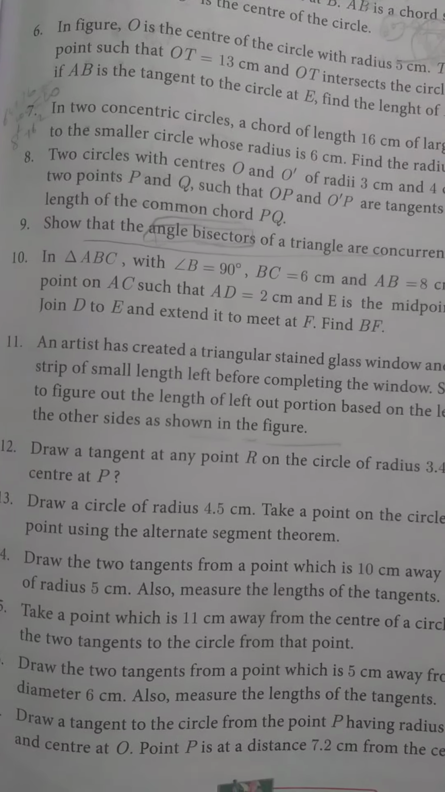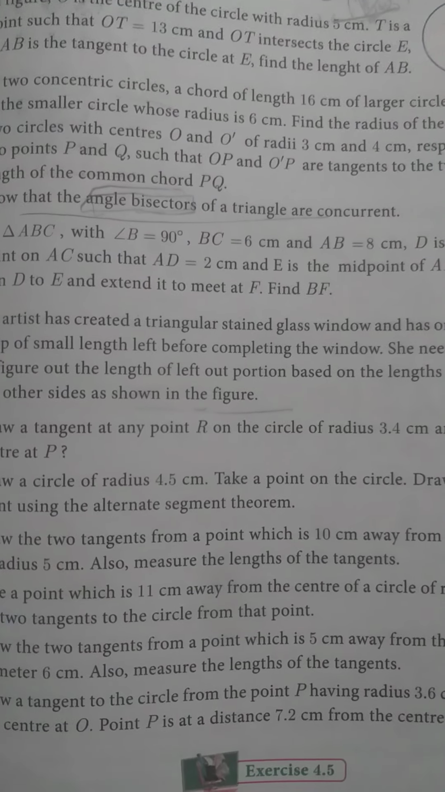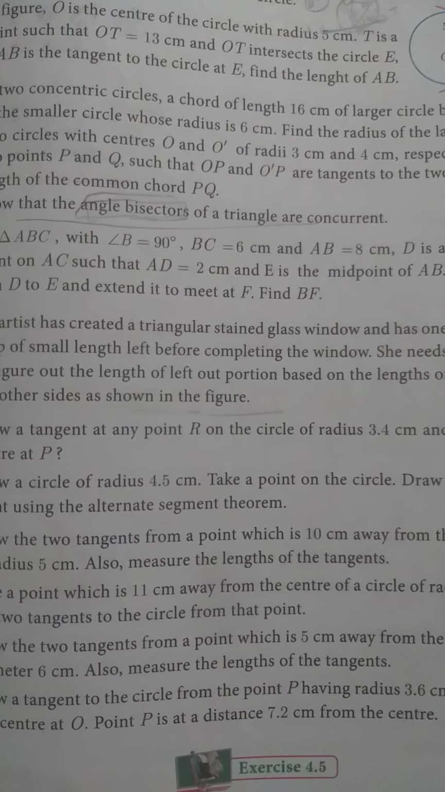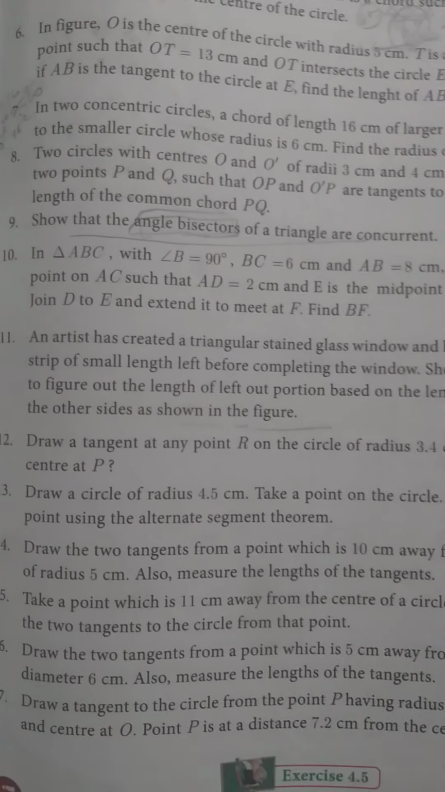For the angle bisectors, you apply the angle bisector theorem, take all the ratios and multiply them, and you get the answer 1. Then the lines are concurrent. Understand? That is the only thing you are going to prove. Here you see the proof.